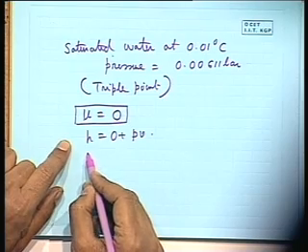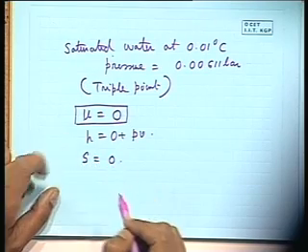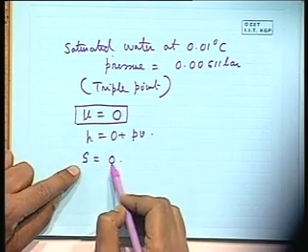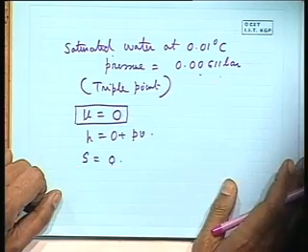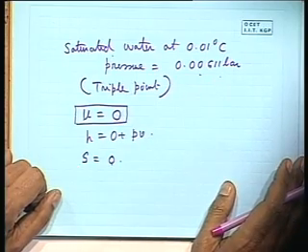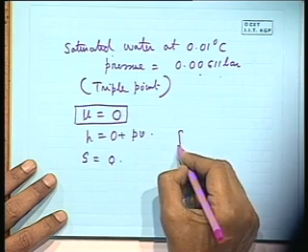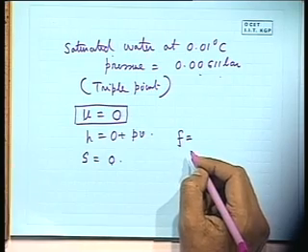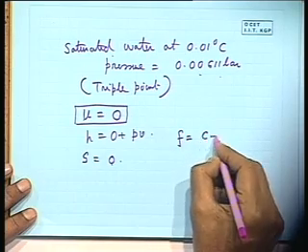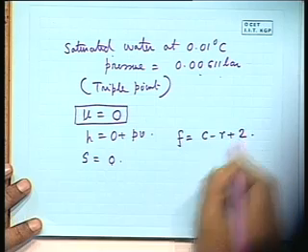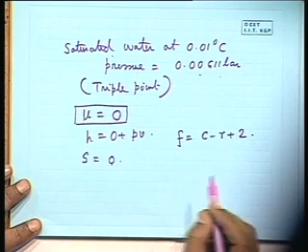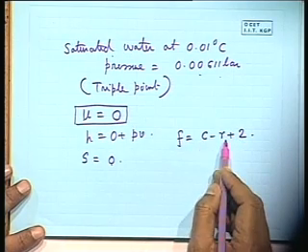Similarly, what are other things? Entropy, entropy is also 0. That means internal energy and entropy are made 0 at this condition. Now, Gibbs phase rule, if you remember, F is equal to, I have forgotten the nomenclature which I used earlier, C minus R plus 2. C is the number of components, R is the number of phases.